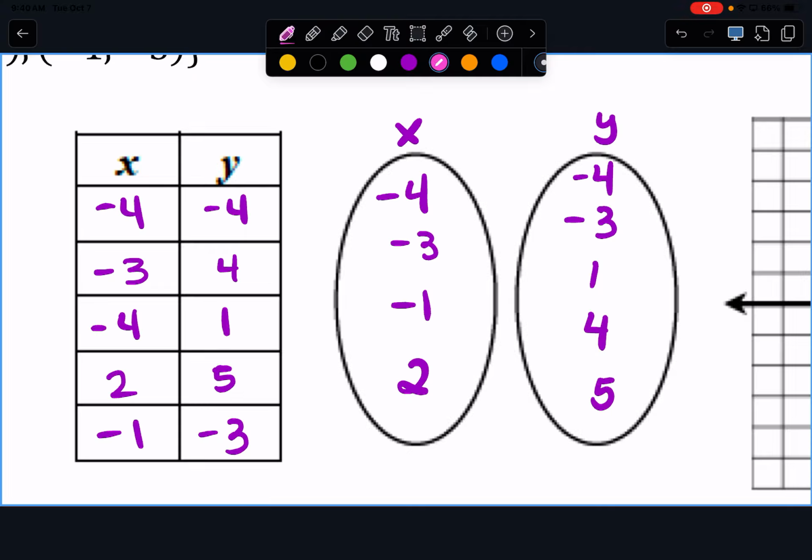And then we're going to map them. What does -4 map to? -4. What else does -4 map to? 1. What does -3 go to? 4. What does -1 go to? -3. What does 2 go to? 5.